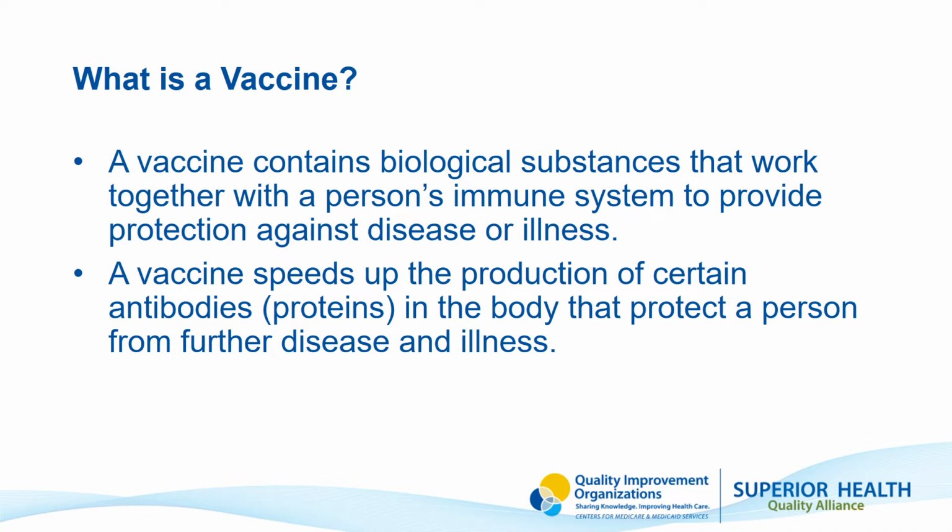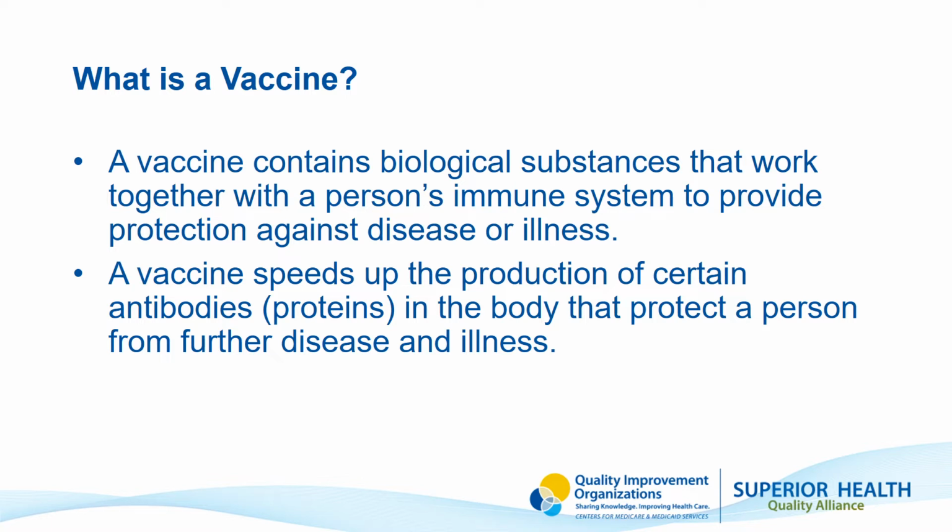What is a vaccine? A vaccine contains biological substances that work together with a person's immune system to provide protection against a disease or illness. Biological refers to a living organism, which can include plants, animals, bacteria, viruses, and many other living things.